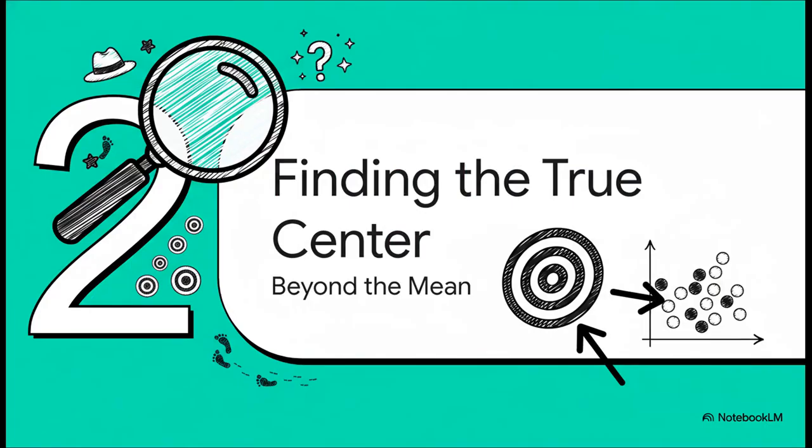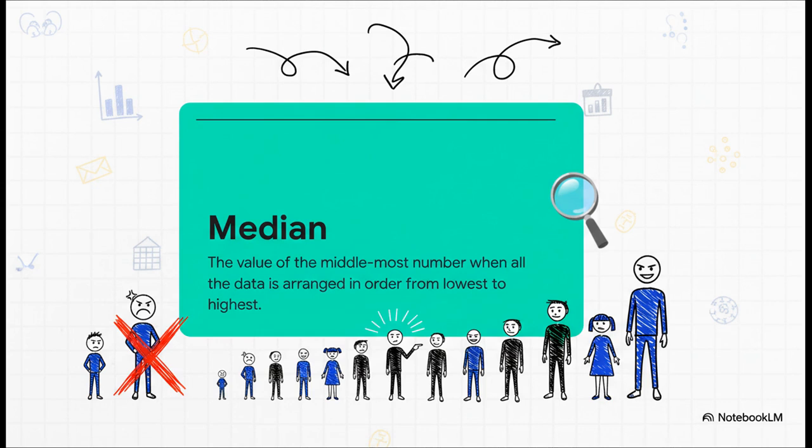And that brings us to the second tool in our detective kit. If the mean is so easily tricked by these outliers, we need something tougher, something more reliable to help us find the real center of the story. So let me introduce you to the hero of our story, the median. The median could not care less about extreme values. All it does is line everybody up from smallest to largest, and it just picks the person standing in the exact middle. It's all about position.